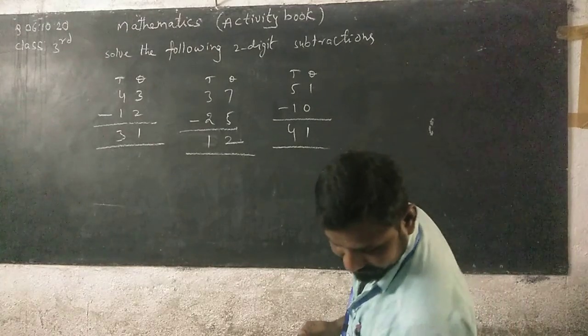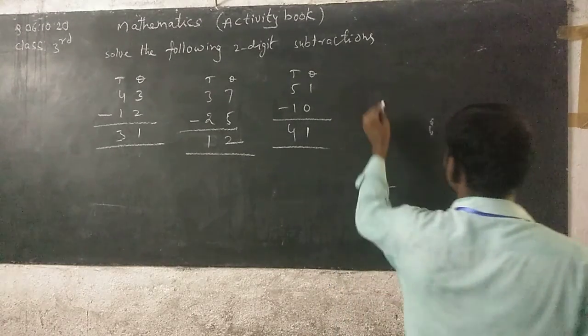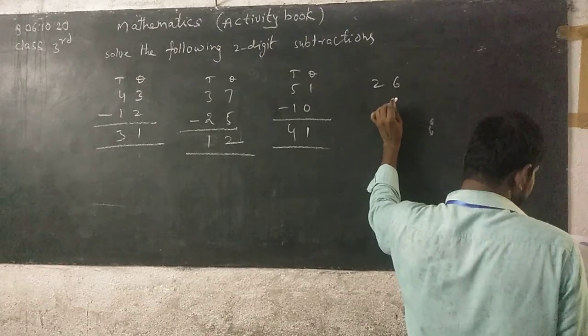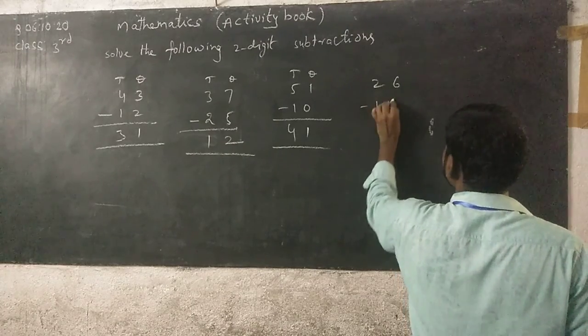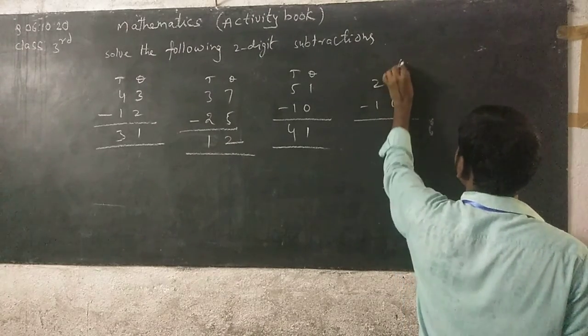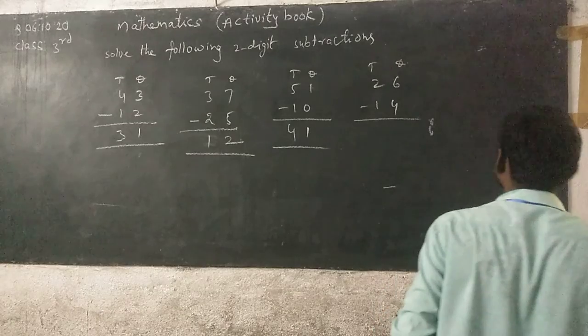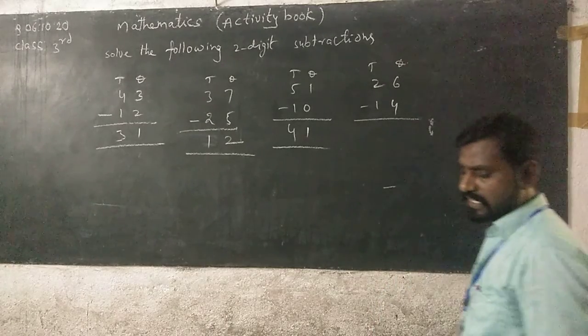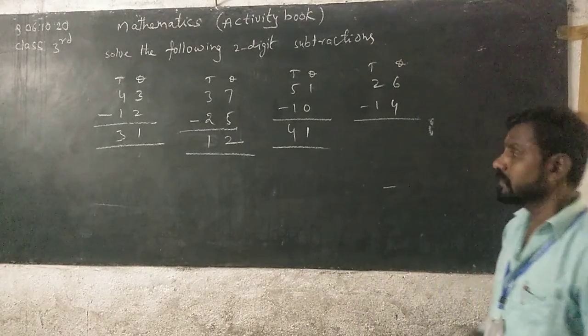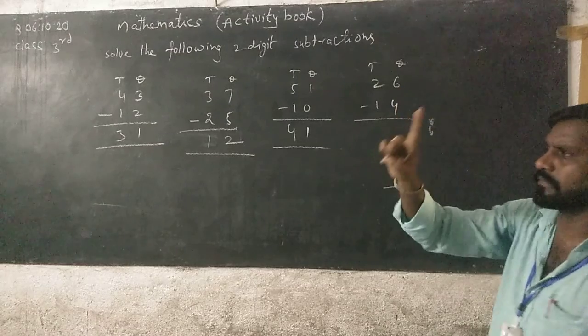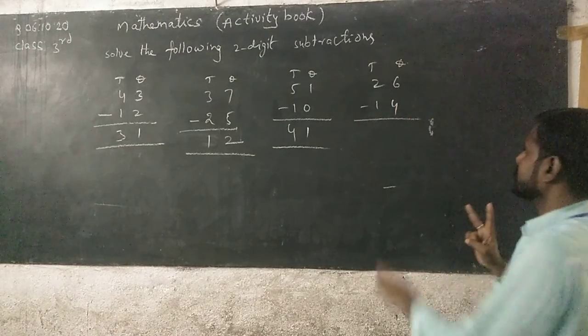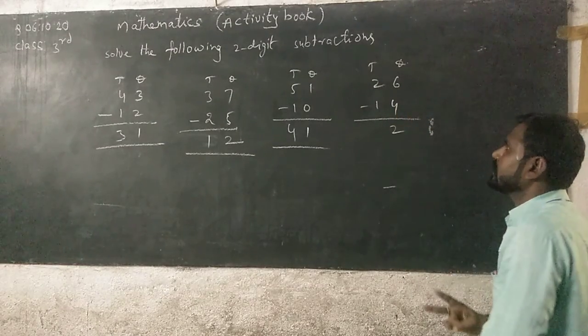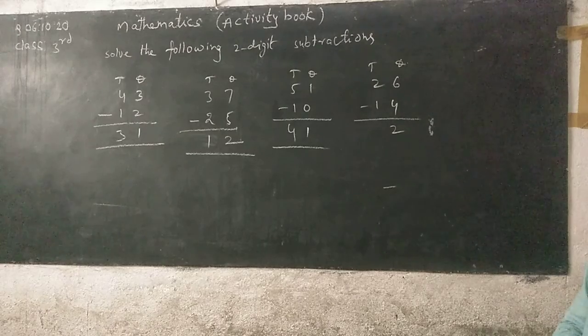Now next, 26 minus 14. This is ones place, this is tens place. First subtract the digits in ones place. 6 minus 4, it is also possible. You can count 4 after up to 6, 4 after 5, 6. So 2, write down in ones column.